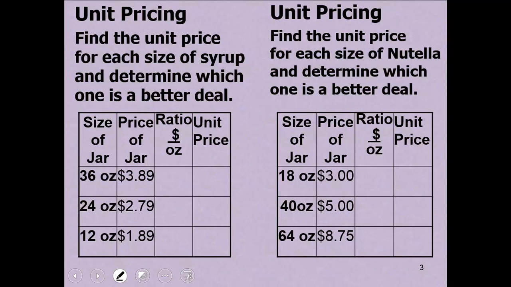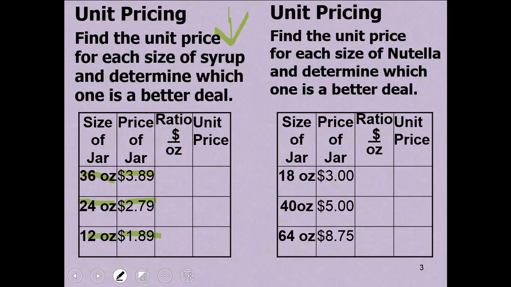So let's try this. Let's just try it in a table format before we start looking at a whole bunch of words. Find the unit price for each size of syrup, and determine which one is a better deal. So I have a 36-ounce jar that costs me $3.89. I have a 24-ounce jar that costs me $2.79, and I have a 12-ounce jar that costs me $1.89. So my unit of products is ounces, all right?